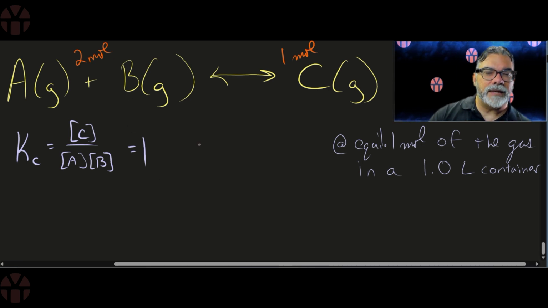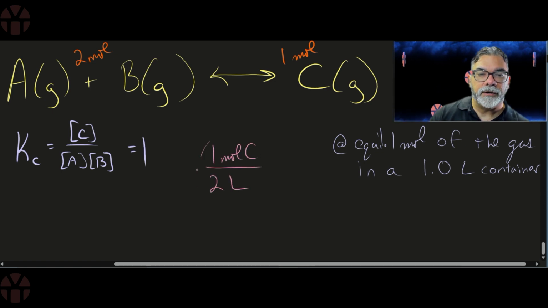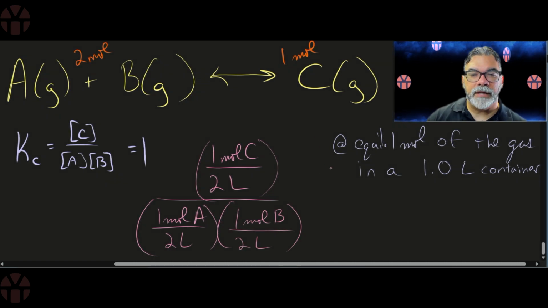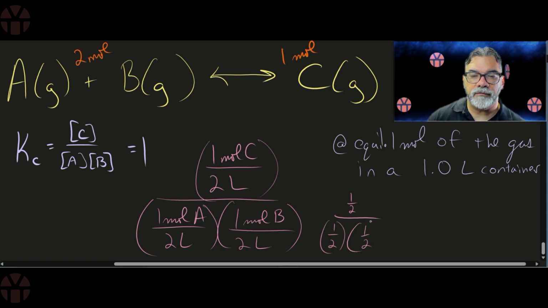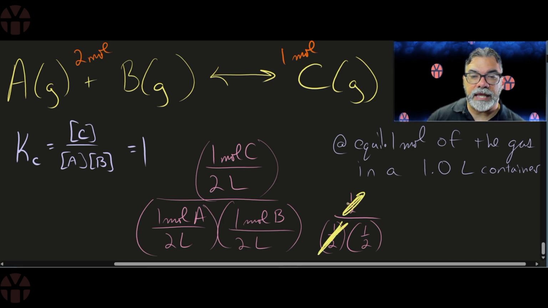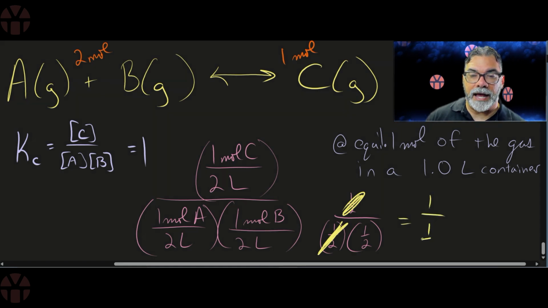Well, let's do the same trick again. This time, instead of having 1 mole of C in 1 liter, let's put it in a 2-liter container. And the same thing with A, and the same thing with B. And so that means that I'm now left with, in essence, what's going to look like 1/2 over 1/2 times 1/2. Well, as before, I see some cancellation. This 1/2 is going to cancel out with that 1/2. And that is going to leave me with 1 over 1/2, which is the same thing as saying 2.